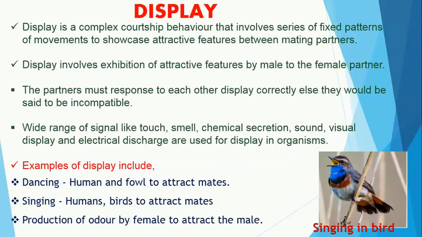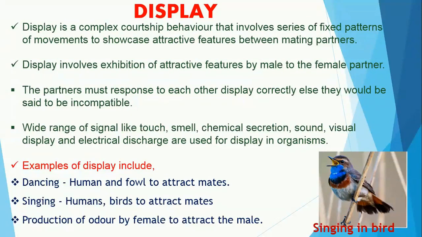Now let's look at the second type of courtship, display. Display is a complex courtship behavior that involves a series of fixed patterns of movements in order to showcase attractive features between mating partners. Most of the time, the male showcases the attractive features to get the attention of the female. Now, display involves exhibition of attractive features by the male to the female partners. So they show all their colorful parts, colorful displays, just to get the female.